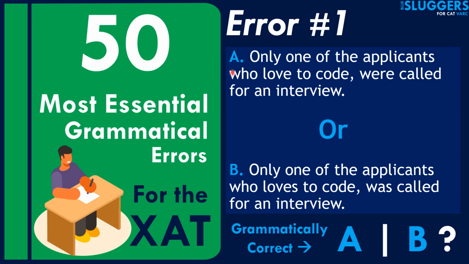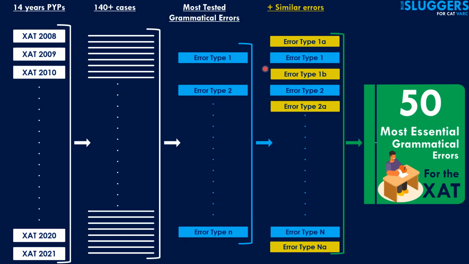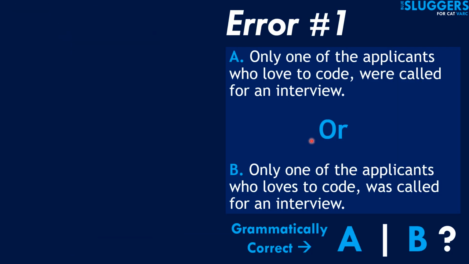Before that, very quickly, guys, this is not a random list of 50 most essential grammatical errors that we have created. There's a certain process that went behind it. For those of you who want to understand what the process was, I've created a different video where I explain that in detail, and you can check that video out by clicking on the cue card here on the top. All right, now let's get into the first error type.